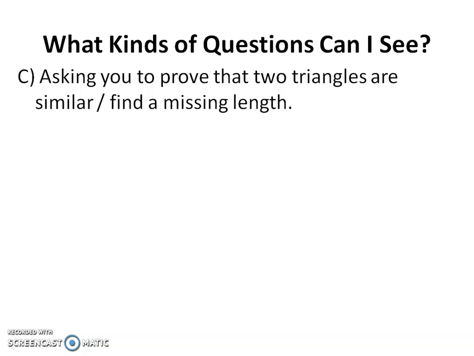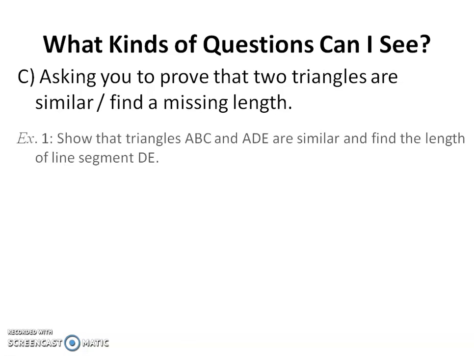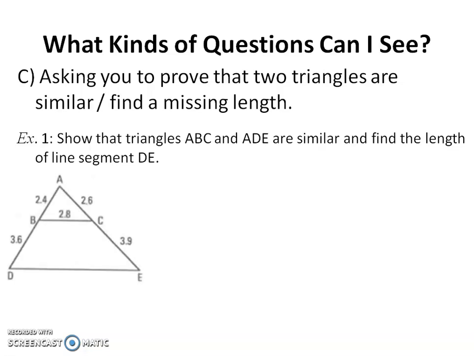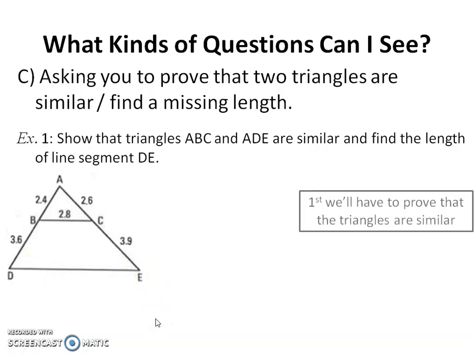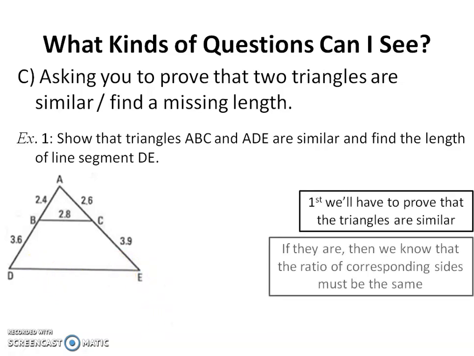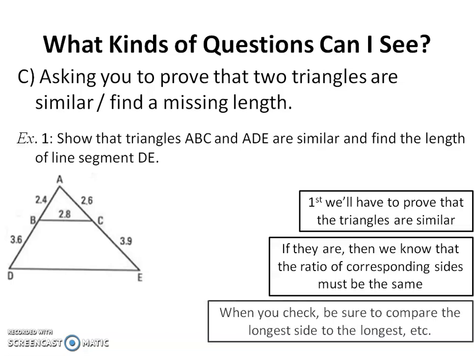And finally, asking to prove that 2 triangles are similar and then find a missing length. This one is probably the most difficult because the format is specific and there's an extra step in it. I'll show you what I mean by that. So show that triangles ABC and ADE are similar and then find the length of segment DE. That's the one that's missing there. So first up is to prove that the triangles are similar.